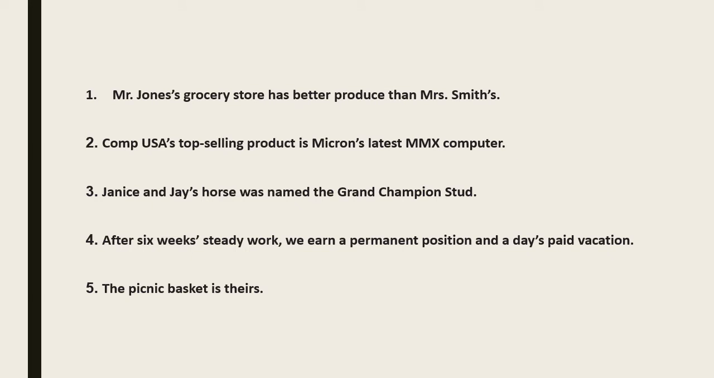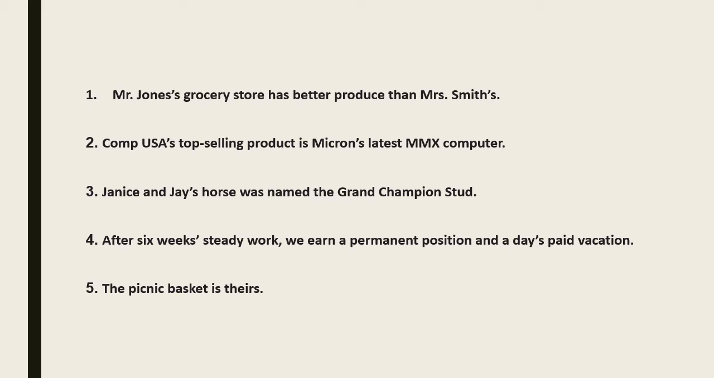Mr. Jones's grocery store has better produce than Mrs. Smith's. Now in this case we have two singular nouns, Mr. Jones and Mrs. Smith. But one of the nouns, Smith, does not end with S, and the other noun, Jones, ends with an S. In either case, because both of them are singular, we use an apostrophe and S to show their possession.